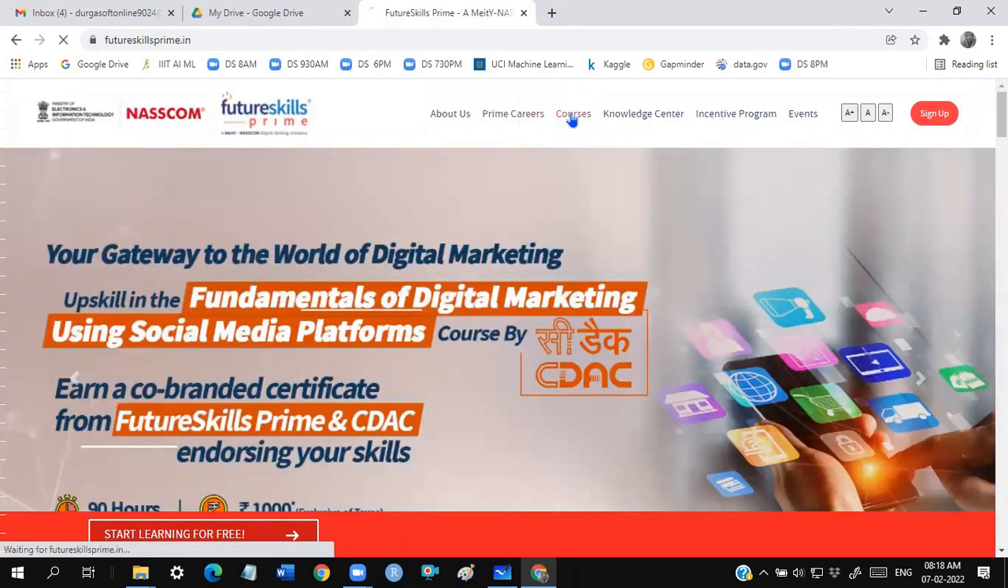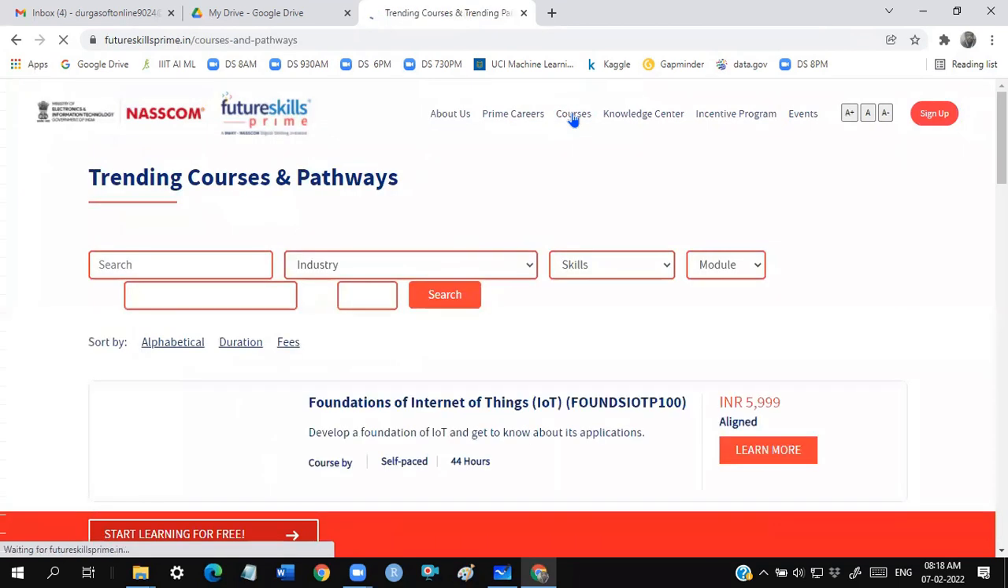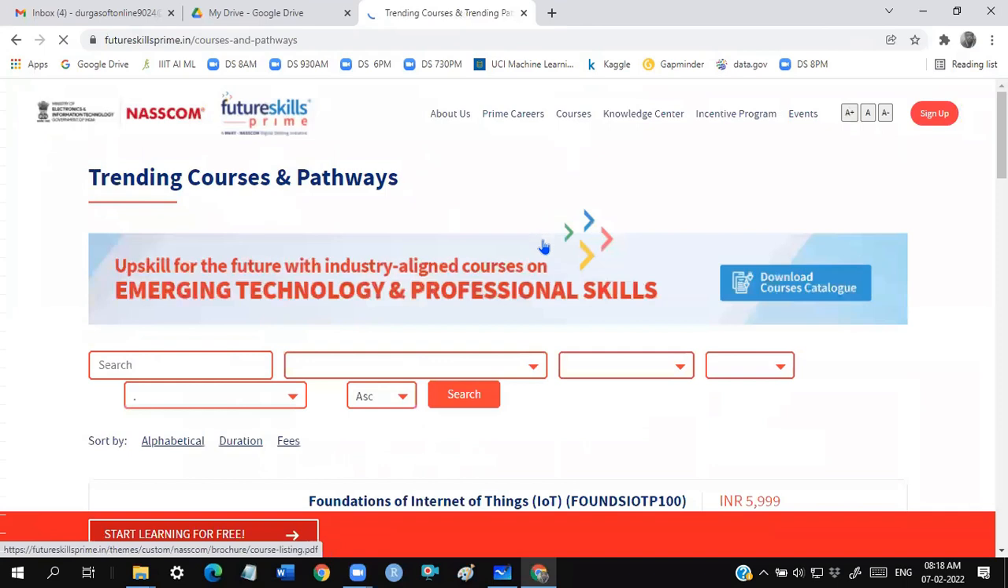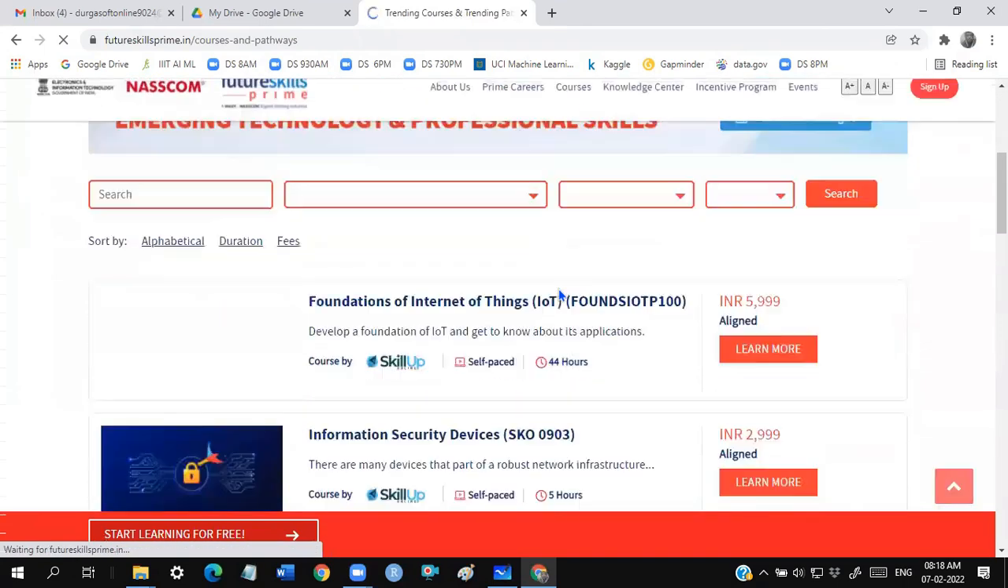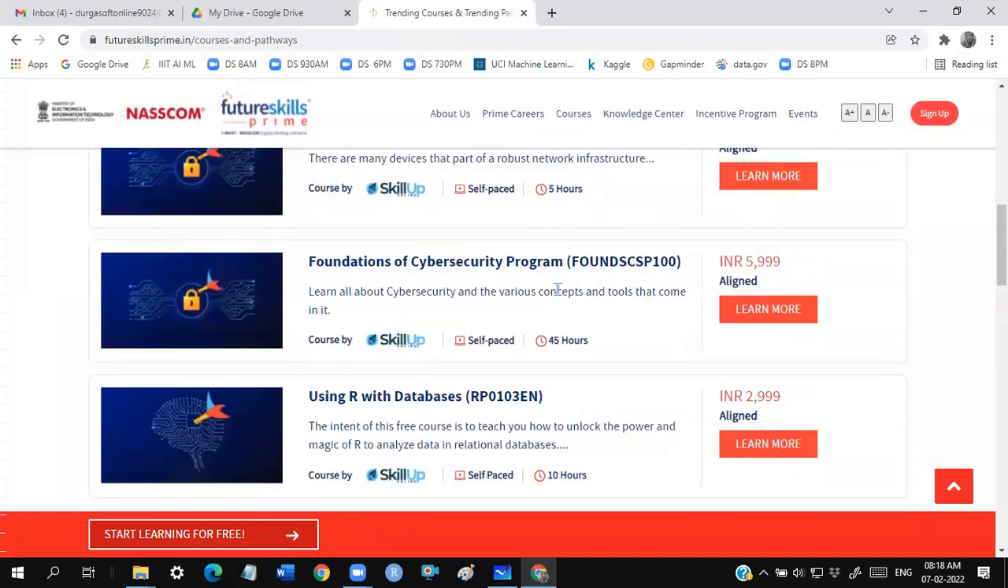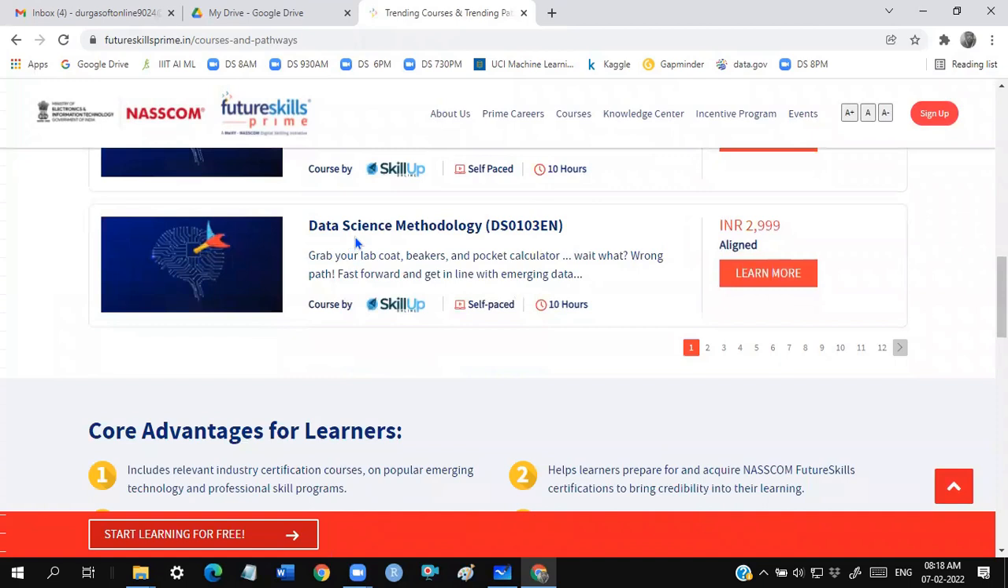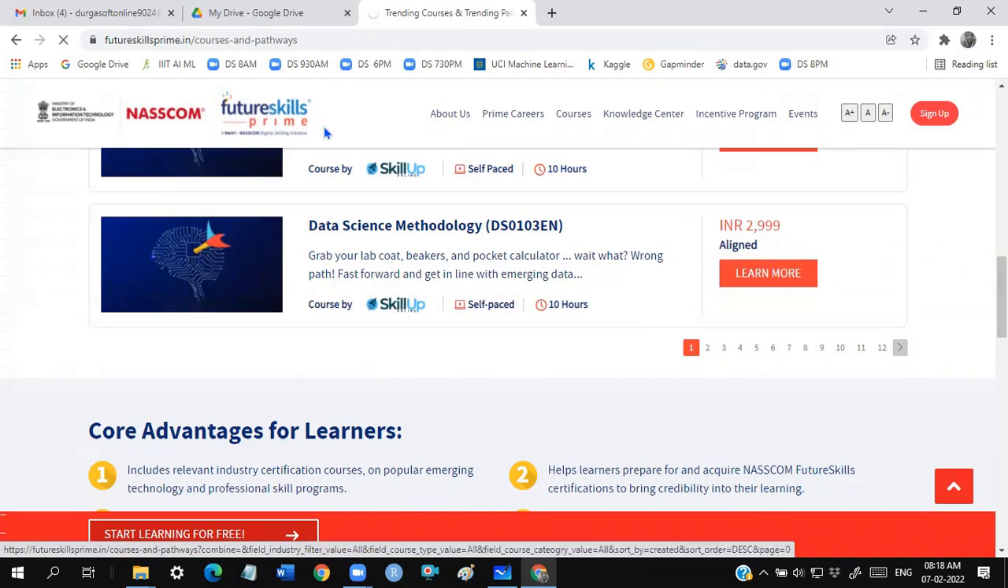And here also we have courses. If you are interested, up to some extent the courses are free, and after that you have to pay some amount. These are different courses, guys, such as data science methodologies. You just have to spend some bucks on that. It's not completely free of cost; up to some extent you can get it free.